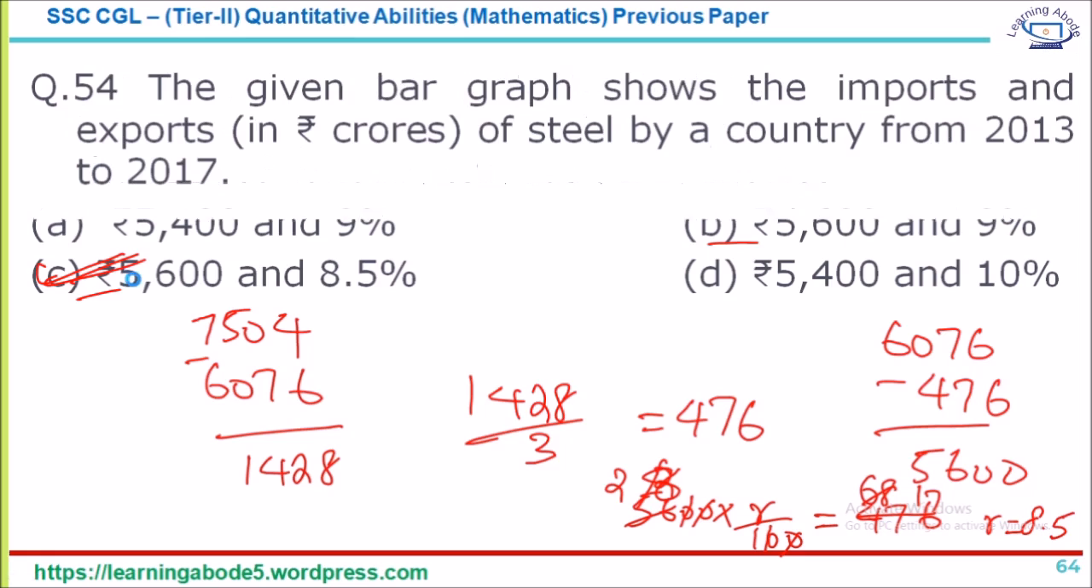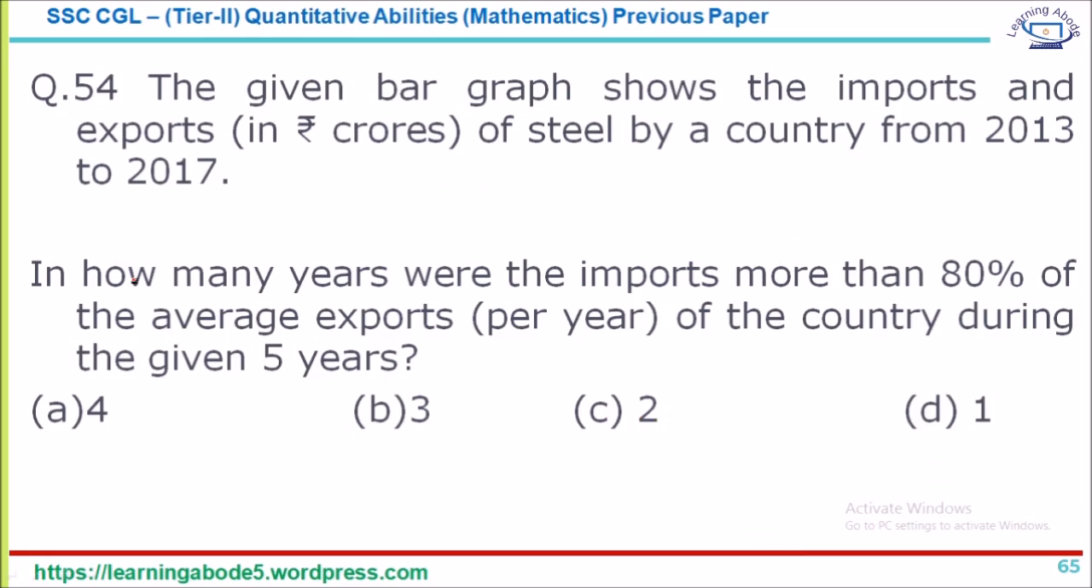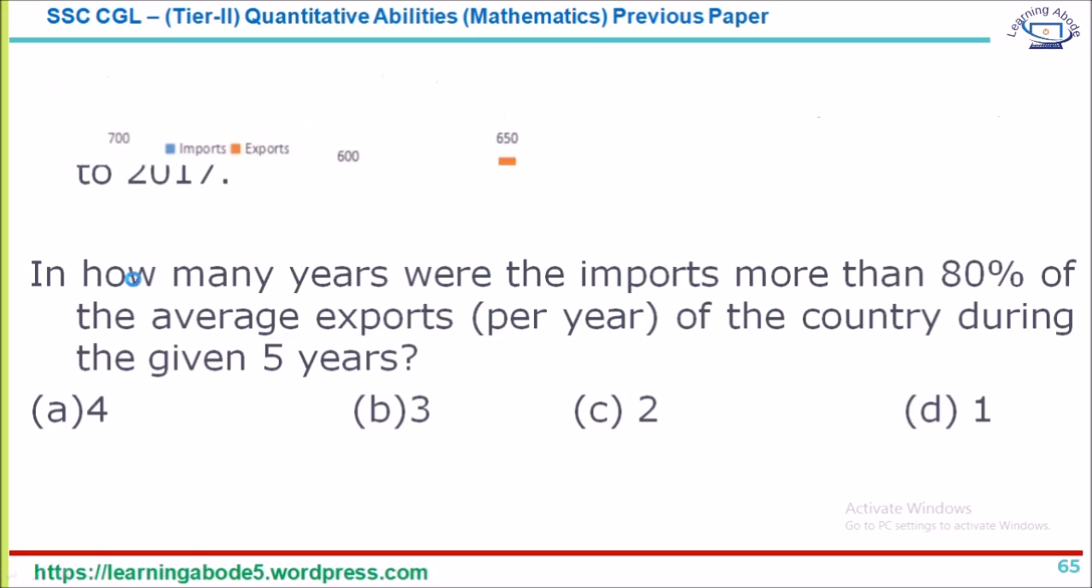Now 54, it's a question on data interpretation. Already we have seen this graph in the previous video. So the bar graph shows imports and exports. In how many years were the imports more than 80% of the average exports of the country during the given 5 years? So we need more than 80% of the average exports.